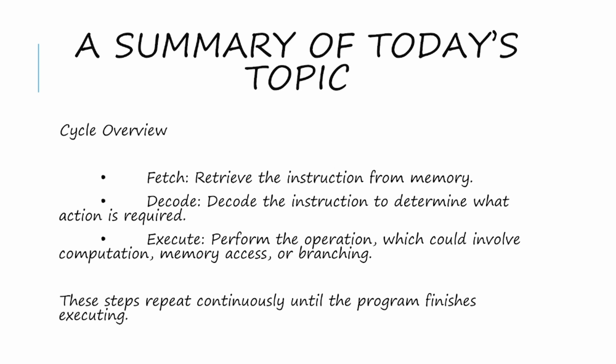So basically what the CPU does is to fetch, retrieve the instructions in the memory, decode the instruction to determine what action is required, and execute to perform the operation, which could involve computation, memory access, or branching. These steps repeat continuously until the program finishes.